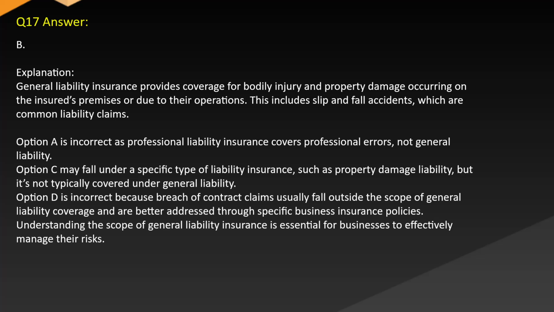Option A is incorrect, as professional liability insurance covers professional errors, not general liability. Option C may fall under a specific type of liability insurance, such as property damage liability, but it's not typically covered under general liability. Option D is incorrect, because breach of contract claims usually fall outside the scope of general liability coverage and are better addressed through specific business insurance policies. Understanding the scope of general liability insurance is essential for businesses to effectively manage their risks.